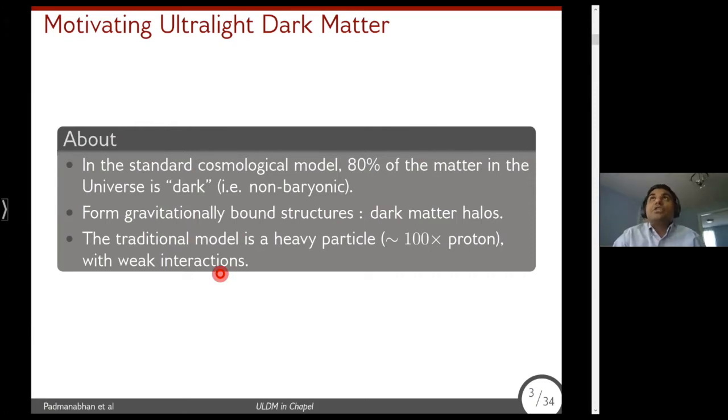And there's been a traditional model of a dark matter particle, which has gone by the name of a WIMP, which is a weakly interacting massive particle. And these have been heavy particles. And by heavy, I mean something which is about 100 times the mass of a proton.